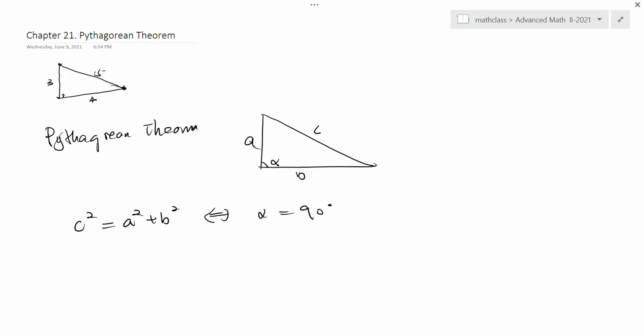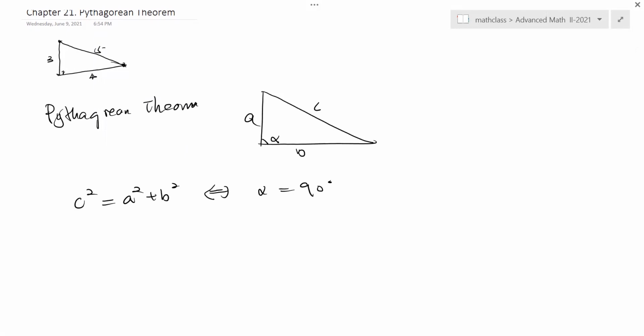Okay. We always think the Pythagorean theorem means that given a right triangle, C squared equals A squared plus B squared. But actually the converse is also true. If C squared equals A squared plus B squared, then alpha must be 90 degrees. Okay.